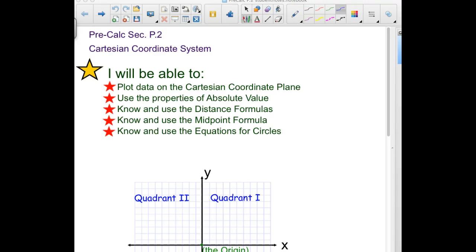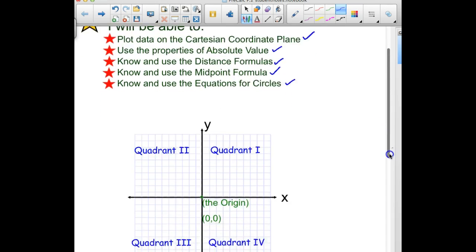All right, we are looking at section P.2 for pre-calc today, looking at the Cartesian coordinate system. Our first objective is that we can plot points on the coordinate plane. We can use properties of absolute value, know and use the distance formula, the midpoint formula, and equations for circles.